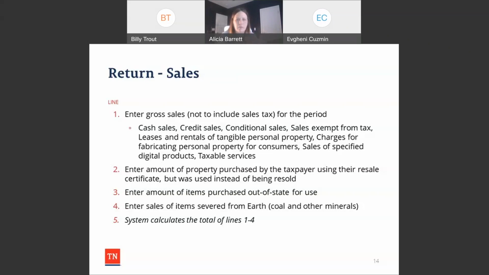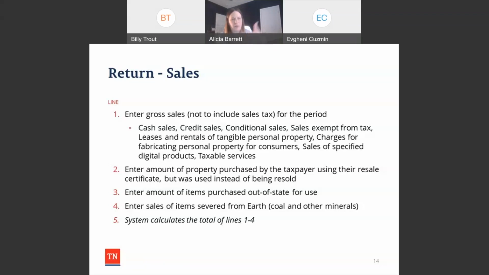Okay. Now, the next thing that happens is it's going to ask you about items that, to all intents and purposes, the next couple of lines are items that you need to report use tax on. So these would be things that perhaps you used your resale certificate and bought something. You were intending to resell it, but maybe you decided to use that in your business. You decided to use that for personal use.